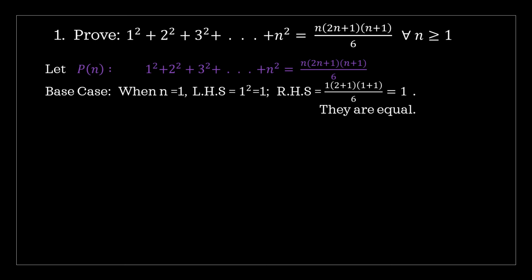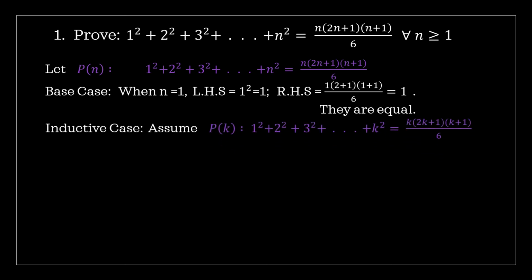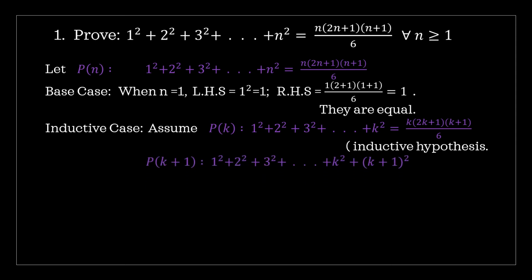For the inductive case, assume the hypothesis P of k is true. So we are assuming that P of n when n is equal to k is true. We have to prove this result for k plus 1. Taking the left hand side of P of k plus 1, with all those k terms of P of k, we add the next element, k plus 1 the whole squared. Using the hypothesis, that will be k into 2k plus 1 into k plus 1 by 6, plus the last term, k plus 1 the whole squared.